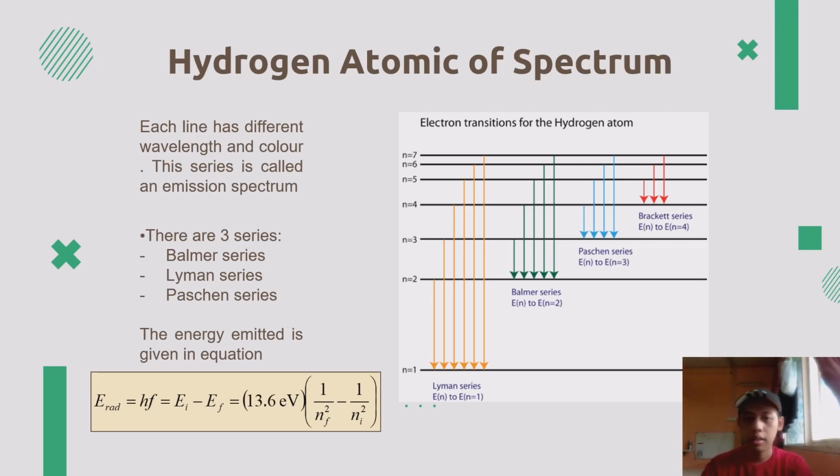And in our level, which is foundation level, we only learn until the Paschen series. But if we advance, if we take atomic physics in degree, we will learn more about these series, and we will find the Brackett series.